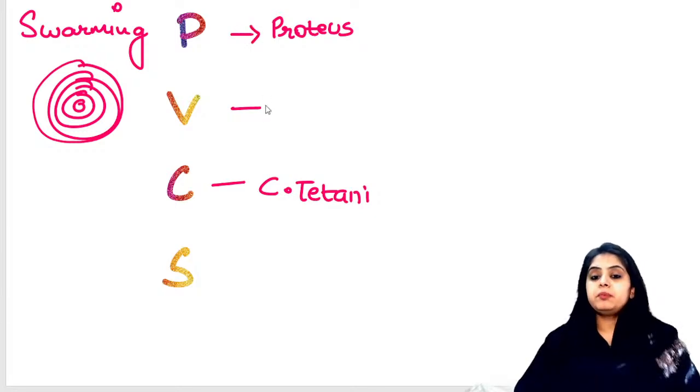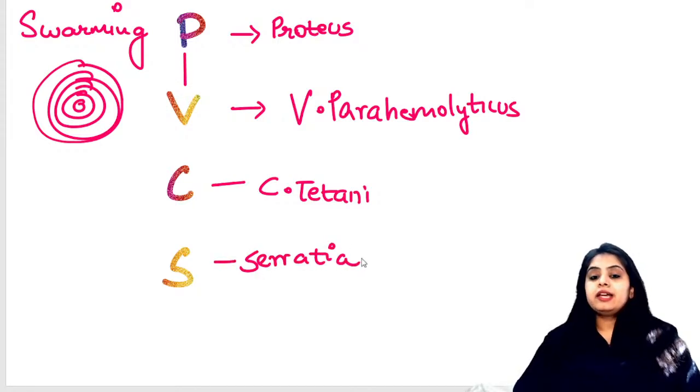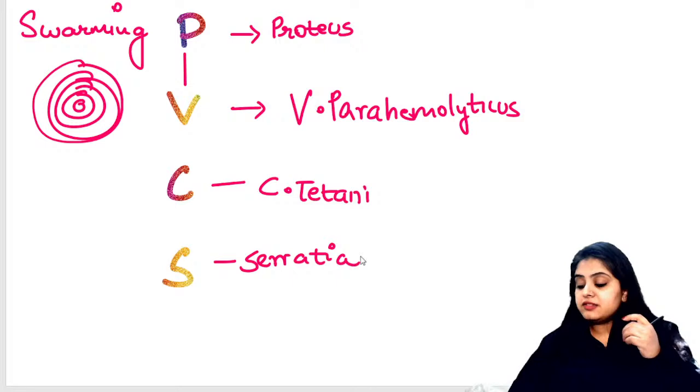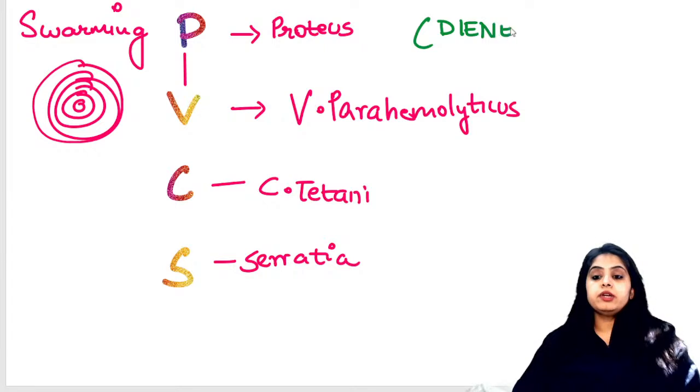Okay, so P for what? P for Proteus. V for what? V for Vibrio. VP, again VP, Vibrio parahaemolyticus. C for Clostridium tetani and C for Serratia, right? Someone asked me in between, is Dienes for Proteus? Yes. If you're wanting to ask me which phenomenon is seen for Proteus, it is the Dienes phenomenon. Perfect. Good revision. So this round swarming will be for 4 organisms, that is PVCs.